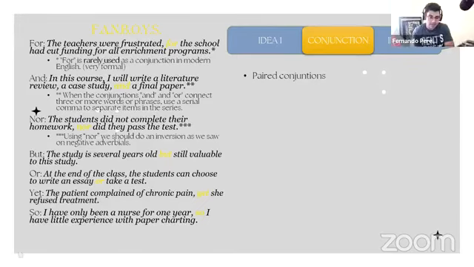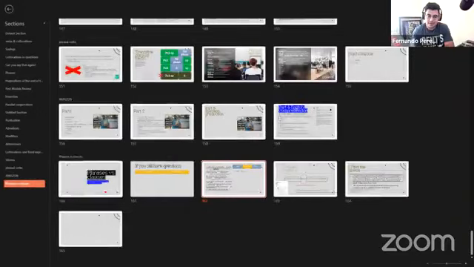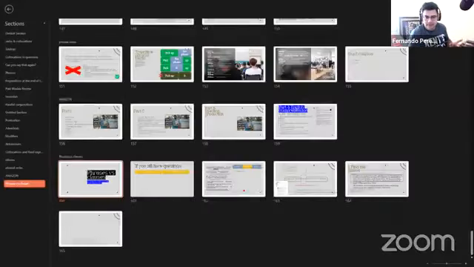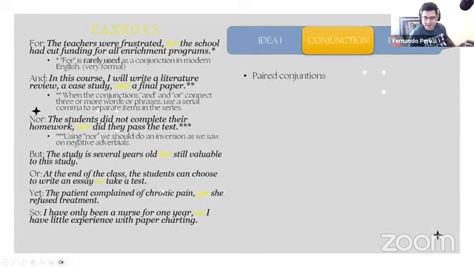That's why the phrases and clauses are important. If you group information the way English is built, you will understand from English to English and you will start thinking in English. If you continue trying to translate this to Spanish, all the phrases and clauses will disappear. Like in this example, this is a perfect example: the "did" here, "nor did they pass the test."